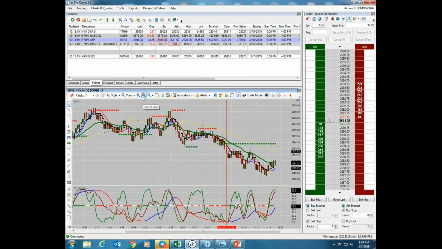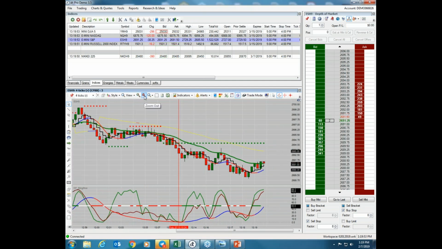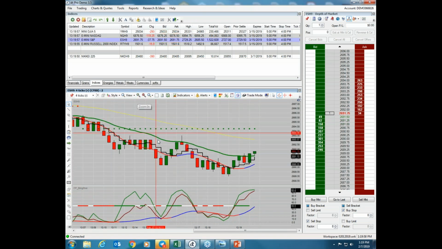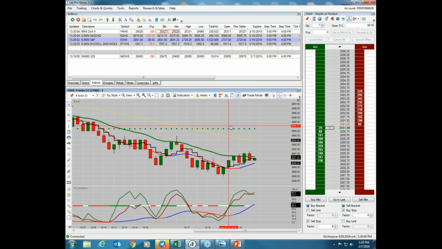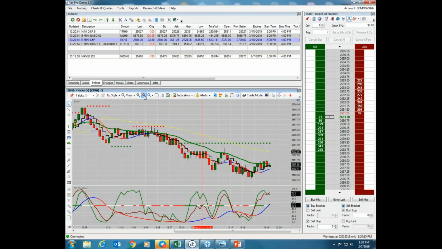Okay. So I'm on the ES chart. Notice the first thing I did was zoom out. I hit this red magnifying glass. Sometimes you get hypnotized by Mike's charts, they're blown up pretty good. What I want you to do is get in the habit of hitting the zoom out button because you'll see a little bit more of what's going on. Whether we're trending or not, you'll see a little bit more real estate.